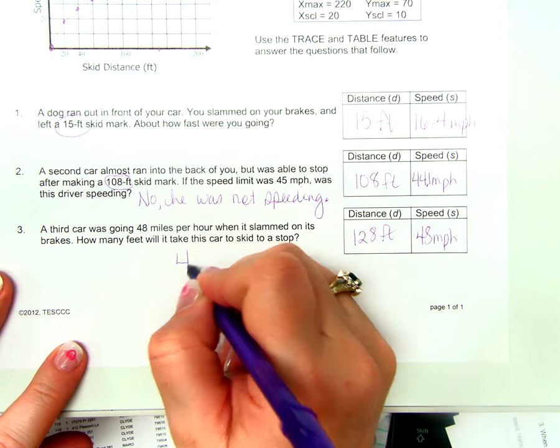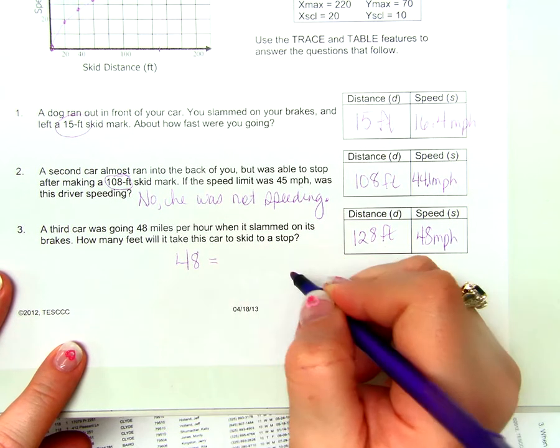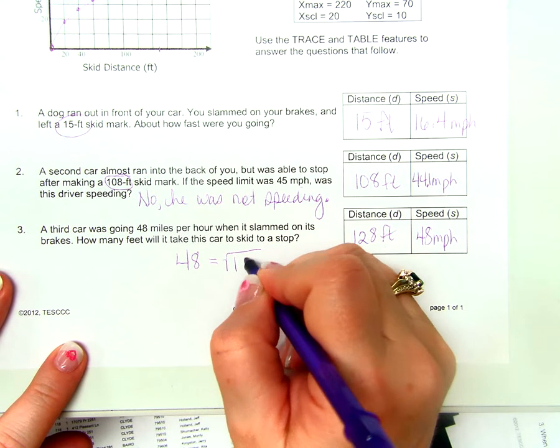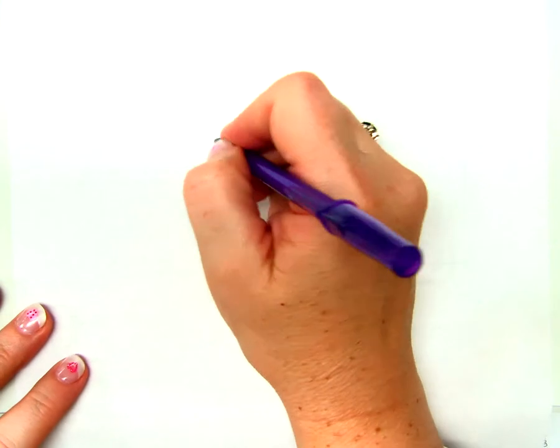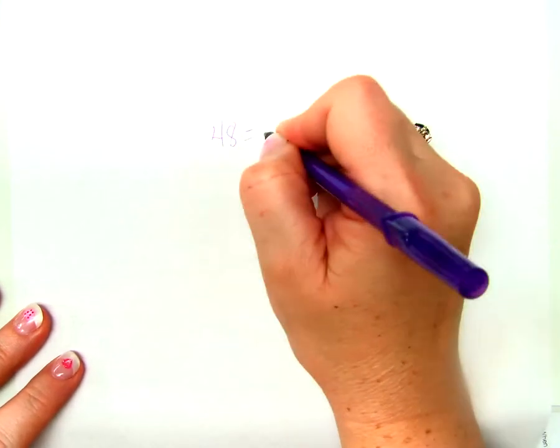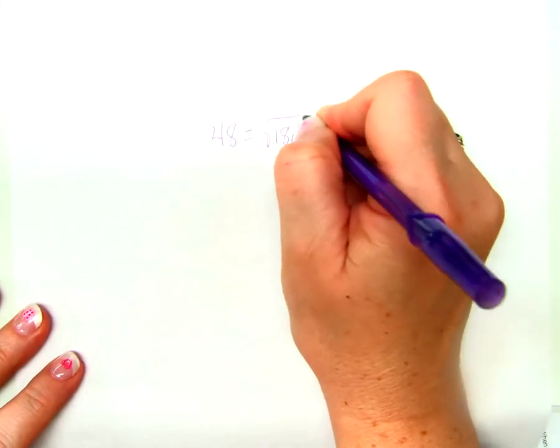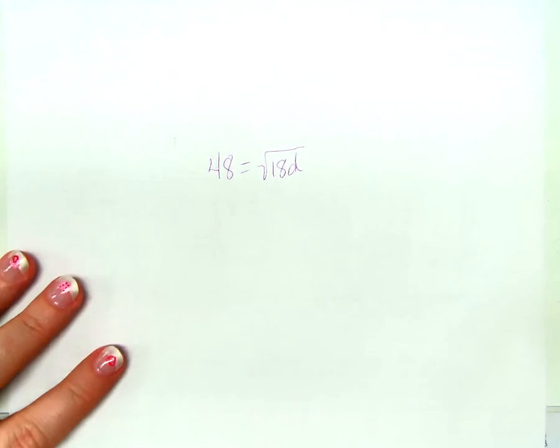So 48 is the speed, right? And that would equal the square root of 18d. Okay? Turn this over on the back real quick, please. 48 equals the square root of 18d. So what are we doing today?